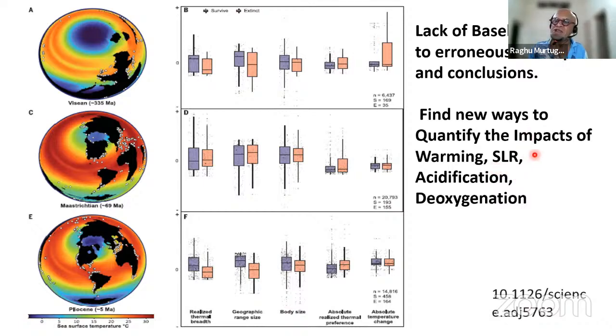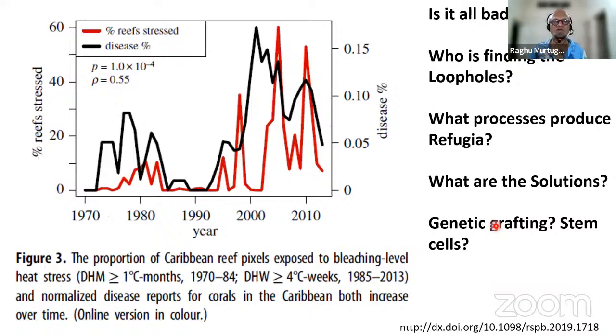Okay, so find new ways to quantify the impacts of warming, sea level rise, acidification, deoxygenation, pollution, and so on and so forth. The other big thing that remains unknown so far is really the disease pressure. I'm again using this just as a prop. This is the percentage of reefs that are stressed, and these are the years, and this is the percentage of the corals that are having diseases.